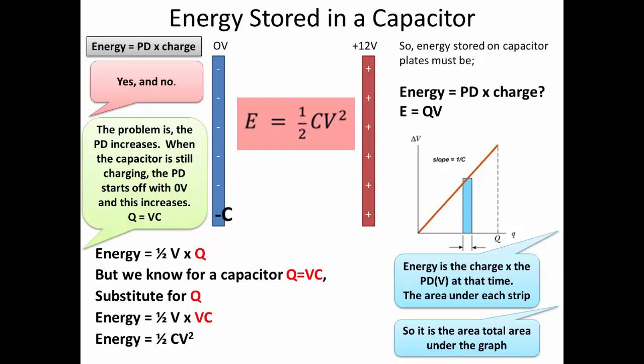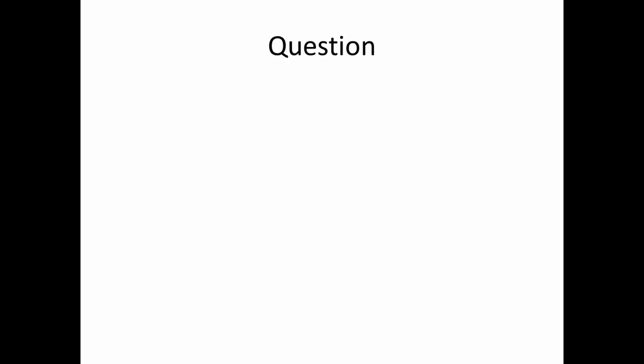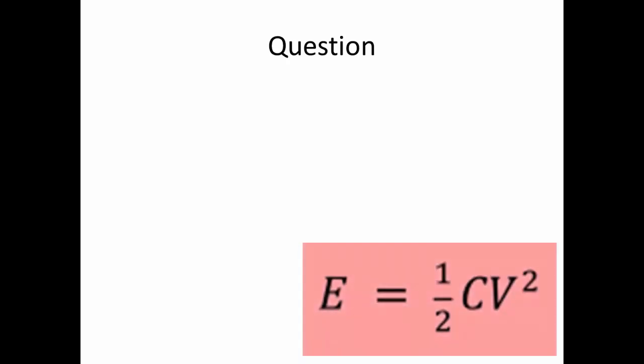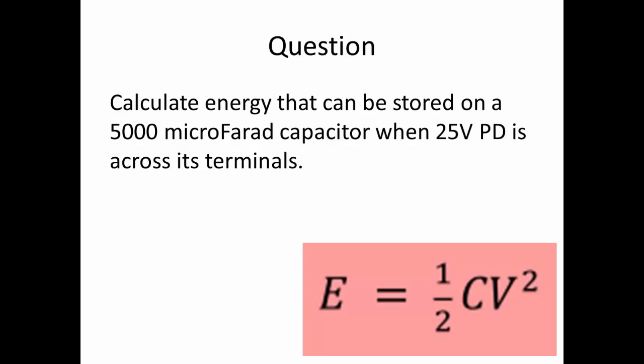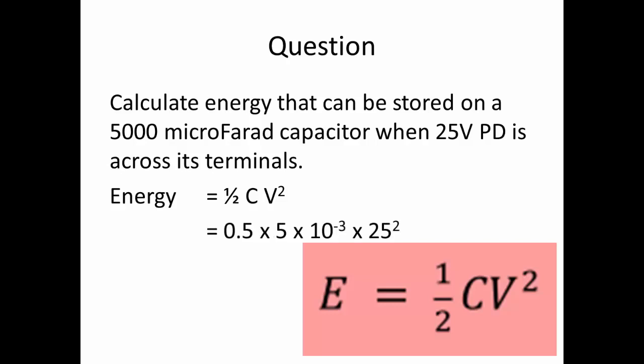In the data booklet, this is the way we see this. Let's look at a question. This is the equation we need. Calculate the energy that can be stored on a 5000 microfarad capacitor when a 25 volt potential difference is across its terminals. The energy is equal to half CV squared, is equal to 0.5 times by 5, because that's 5 millifarads, which is 5 times 10 to the negative 3, times by V squared, which is 25 squared. This gives an energy of 1.6 joules.